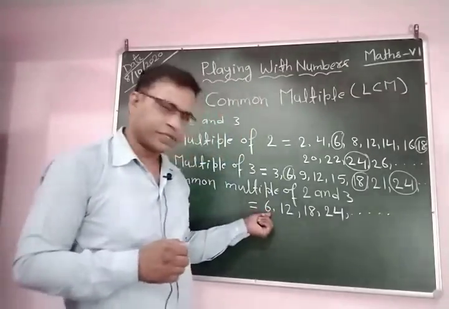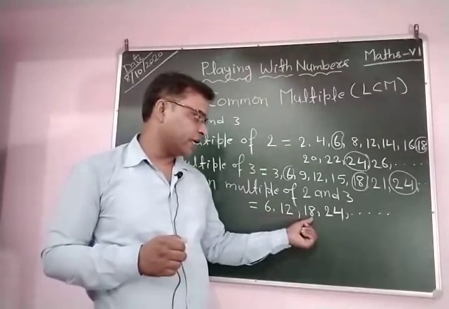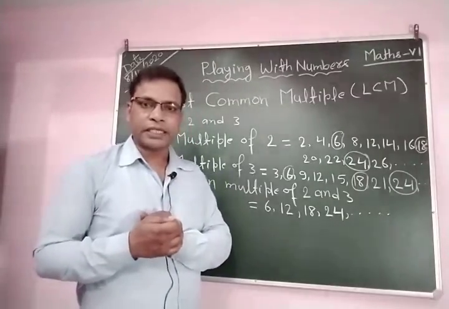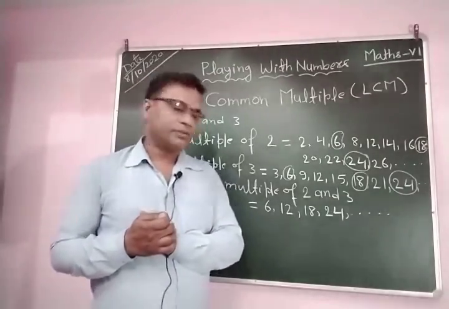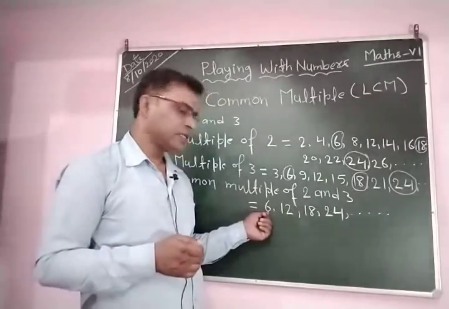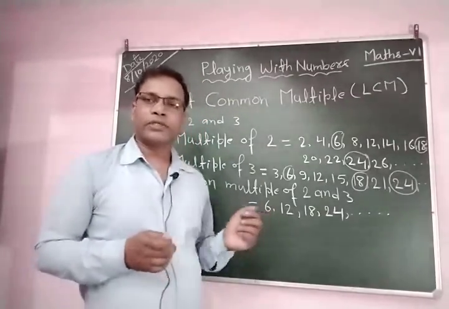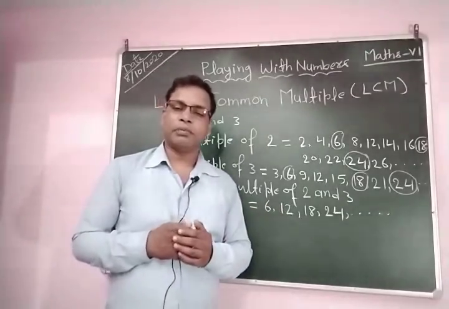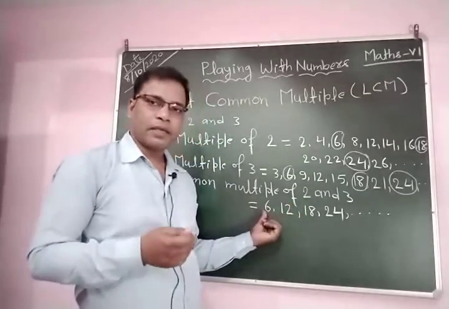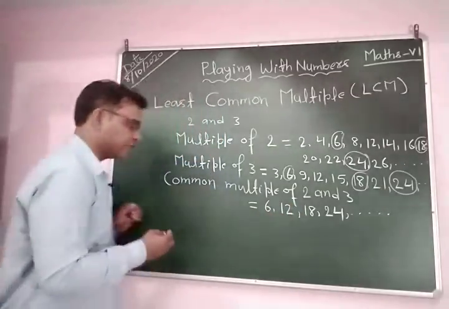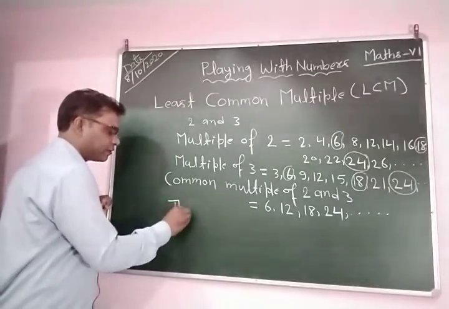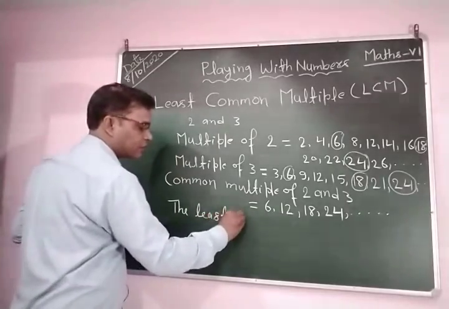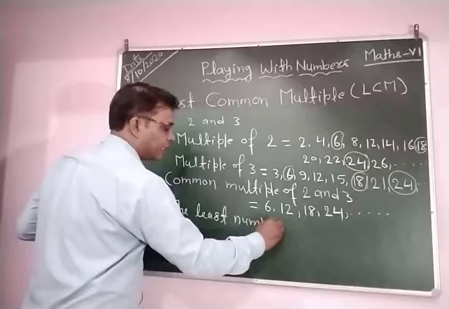So here, the smallest natural number which is a multiple of both numbers. You can see 6, 12, 18, 24 are the common multiples of 2 and 3. But we need to find the least common multiple. So the least common multiple of 2 and 3 is what? 6. So you can write here the least number from the common multiples, or the lowest number.